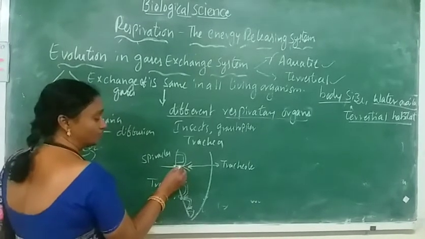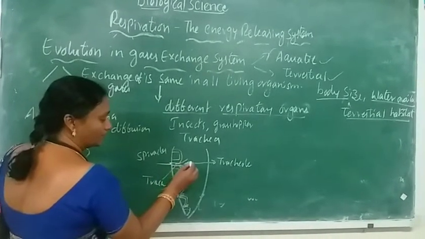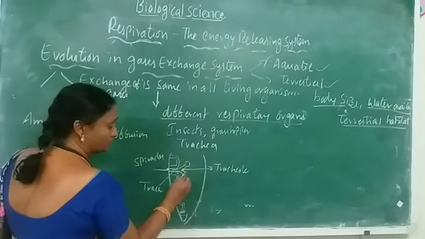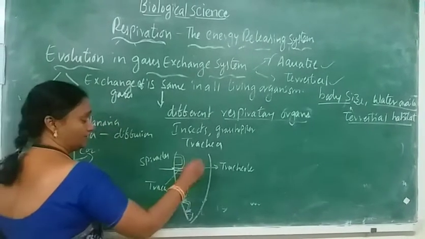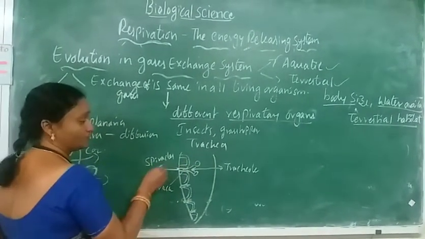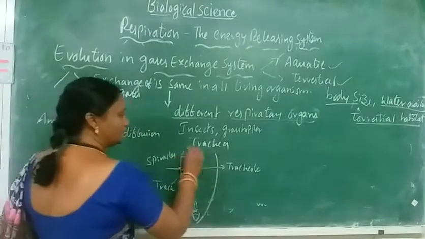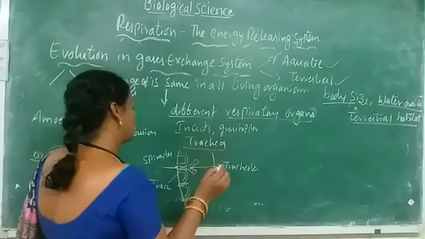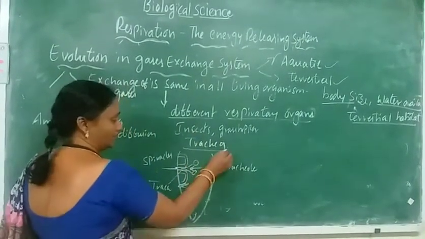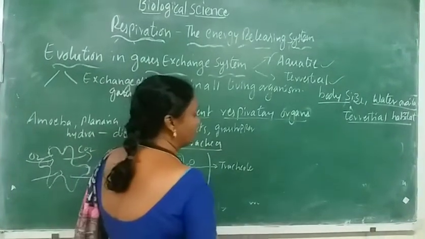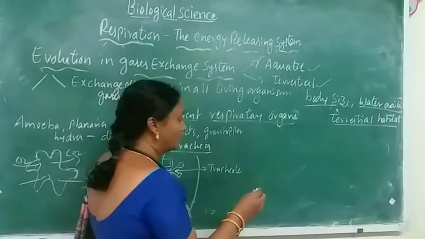From spiracles it goes to the trachea, trachea to tracheoles, tracheoles to cells in the body. In the same way that the air enters, the carbon dioxide diffuses out of the body. So in this way respiration occurs in insects by tracheal tubes. Next, let's see respiration in fishes.